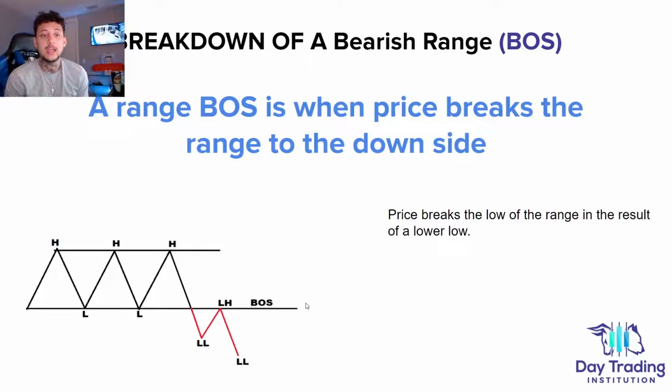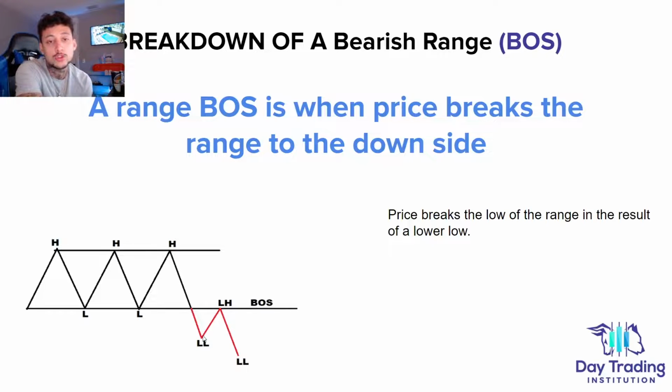Now, let's take a breakdown of what a ranging market looks like when it breaks out to the downside, meaning that it is a bearish break of structure, right? So a range break of structure is when price breaks the range to the downside. That is going to be a break of structure. So again, in a ranging market or a consolidating market, remember price is only making highs and lows. So here we have a high, a low, a high, a low, a high, and then notice how we have a lower low. That is going to be the break of structure here.